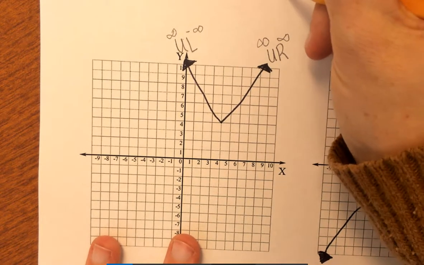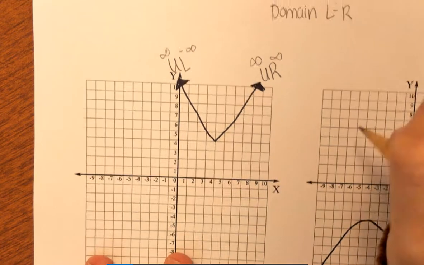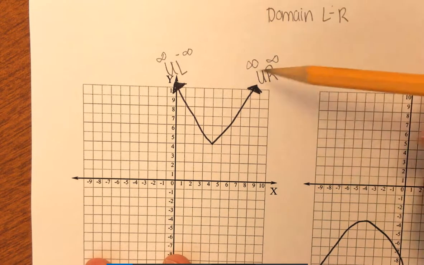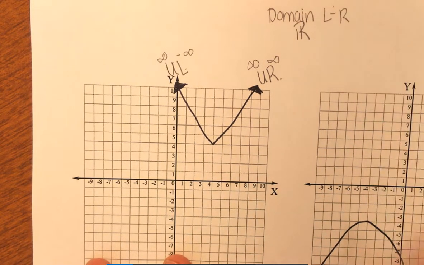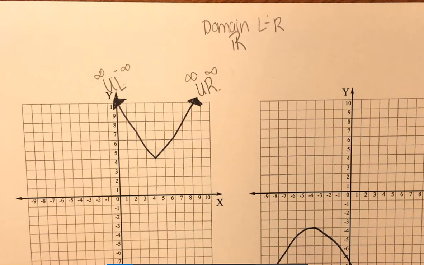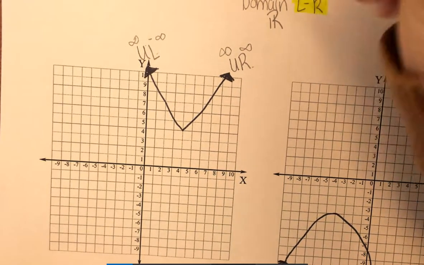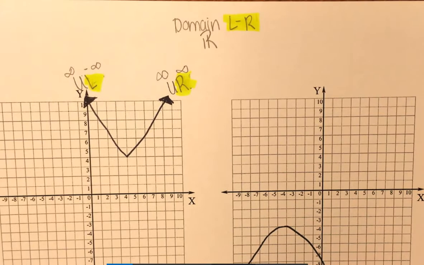So when you look at your domain, it runs left to right. For this particular graph, it's going left forever to negative infinity and to positive infinity, which would be all real numbers. And that's the point of labeling our arrows, to get an indicator of where the all real numbers is. So for our domain for this one, I'll just highlight it left to right. It's going left and also right in both directions forever. And so that means there's no limits on our domain, so it's all real numbers.